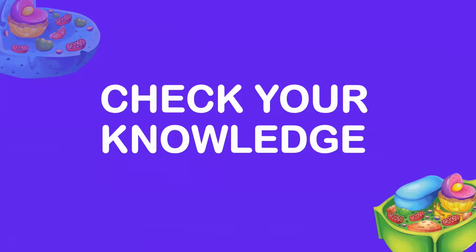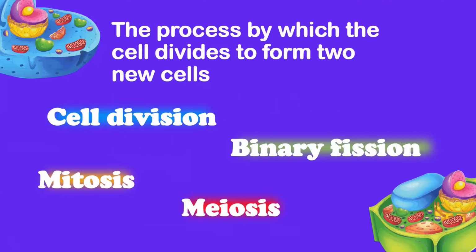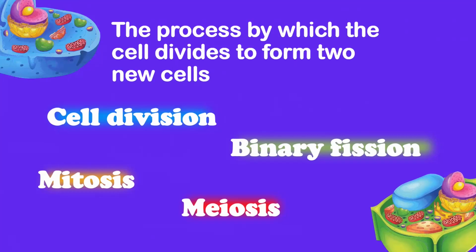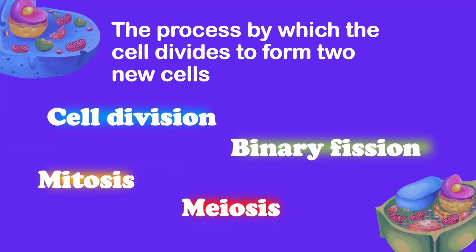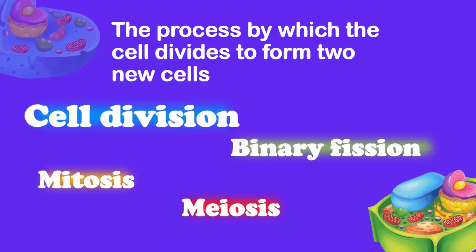In here, let us check your knowledge first. Identify what is being asked for. It is the process by which the cell divides to form two new cells. Is it cell division, mitosis, binary fission, or meiosis? And the answer is cell division.